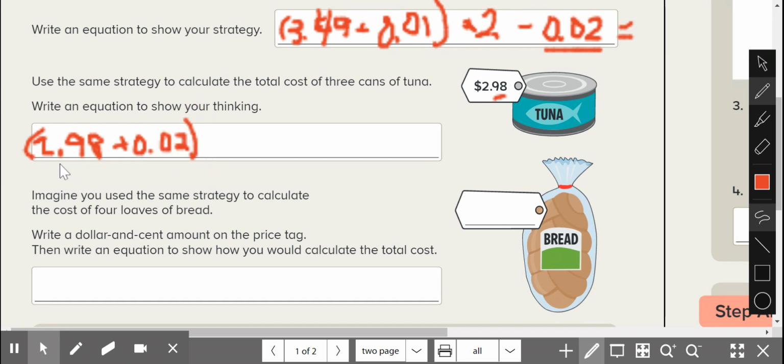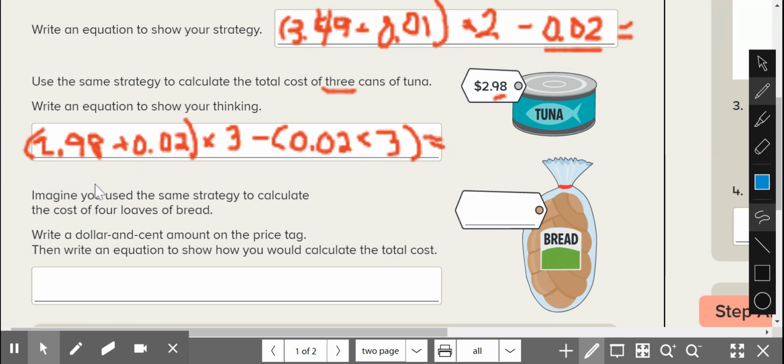And then parentheses, notice what I've got. I've got to do this first. I'm going to take whatever that amount is, which is $3, and I'm going to take that times 3 cans. And then after I've done that, I'm going to subtract out the 2 pennies for, and I'm multiplying right now, for 3 cans. There's my equation.